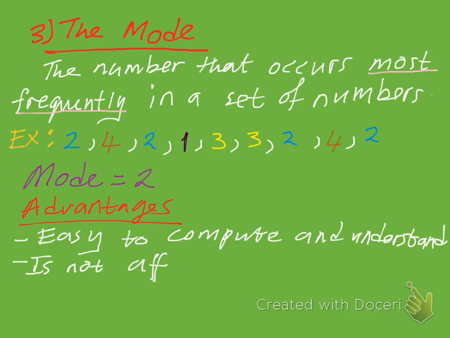Next, it is not affected by extreme values. The mode is not affected by the values at the ends or large and small values. The mode is a number that will always stick out to appear more times than others.